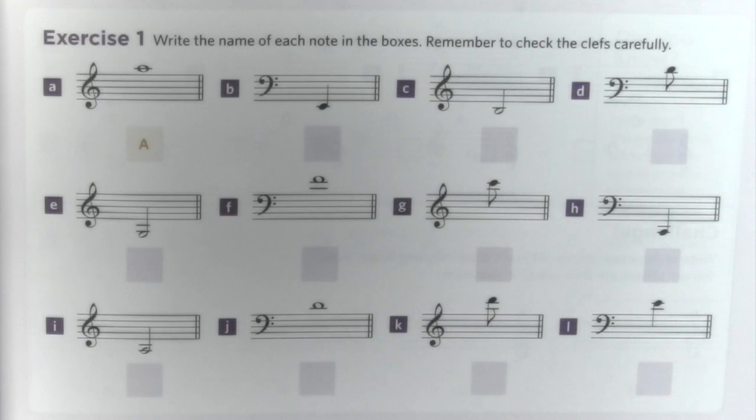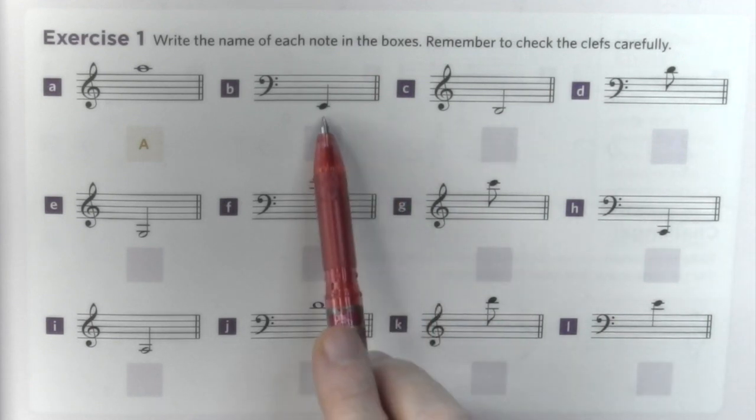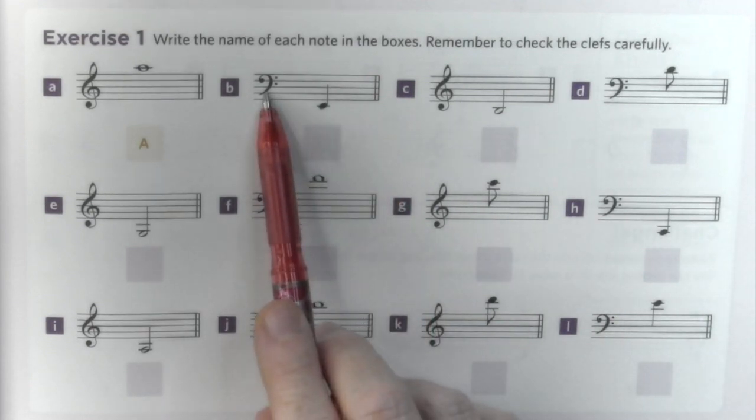This first chapter in grade 2 starts with pitch, and it's mainly about notes with ledger lines in both the treble and bass clefs. In this exercise 1, we need to write the names of the notes. Of course, we would need to check the ledger lines and the clef.